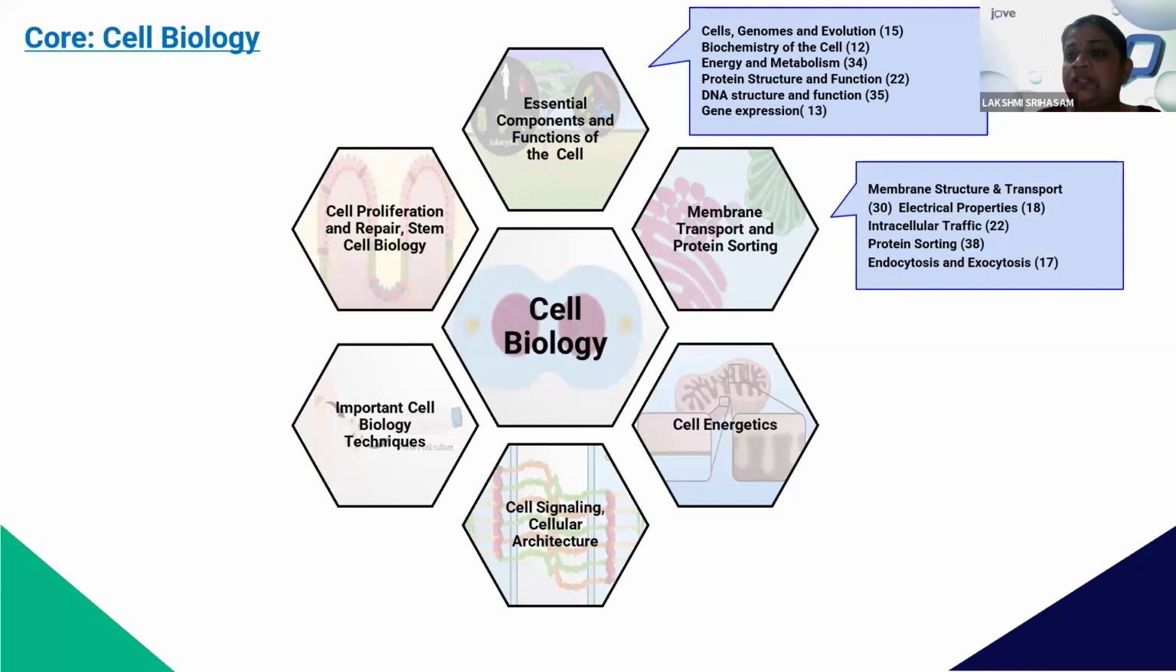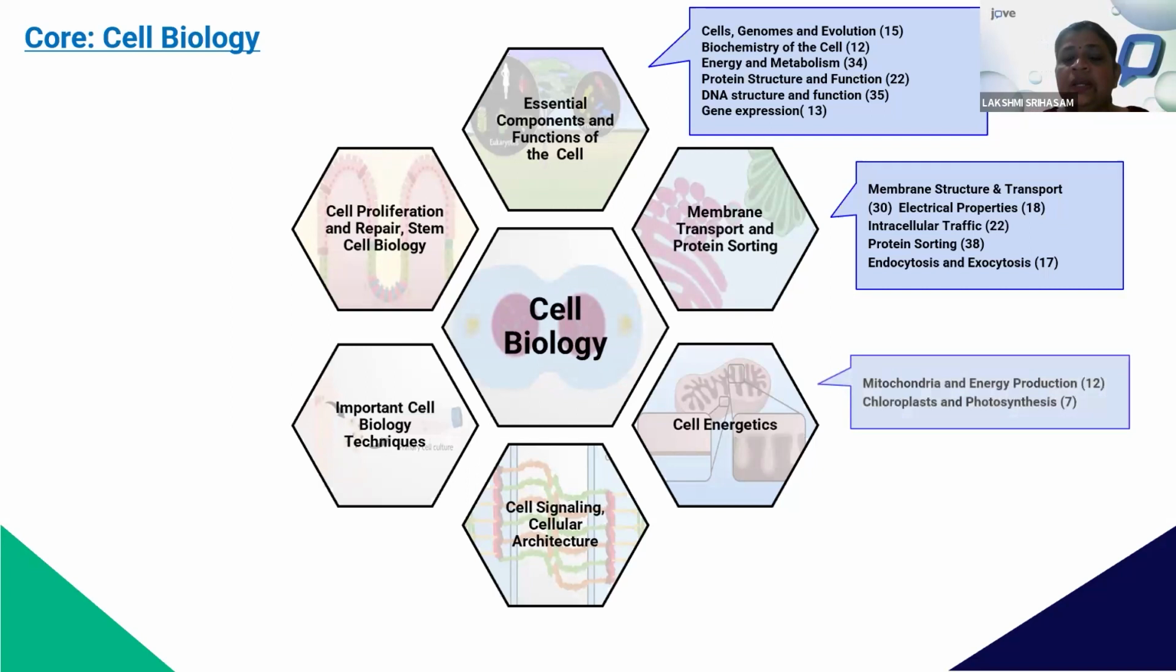So here, we have animations that describe the membrane structure, function, the electrical properties, intracellular transport, the protein sorting that is happening between various organelles, and endocytosis and exocytosis. All these are described in great detail in this particular unit. Next, we have the cell energetics, where mitochondria and the energy production in mitochondria, cellular respiration, and the photosynthetic pathways happening in the chloroplasts are discussed.